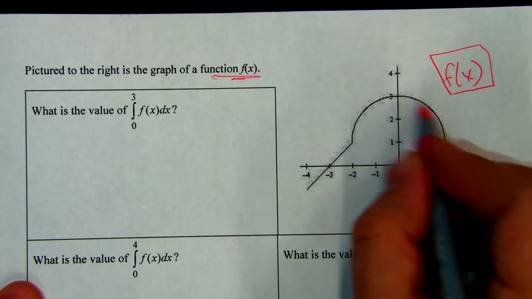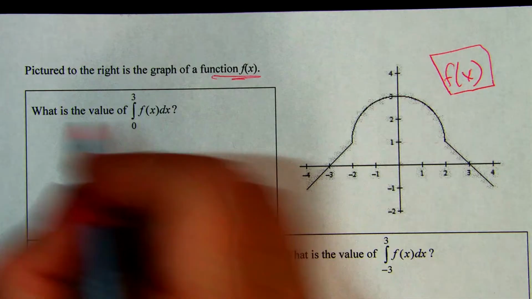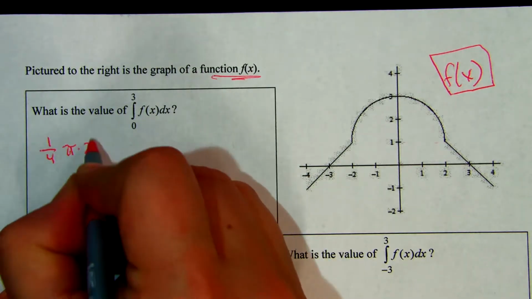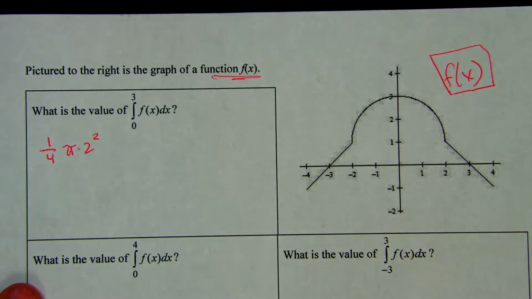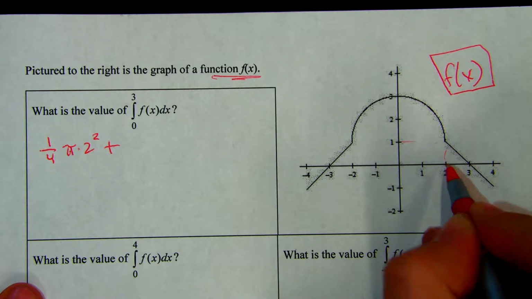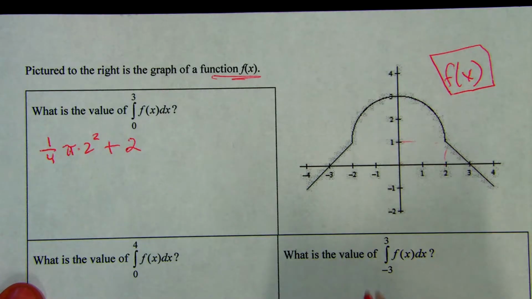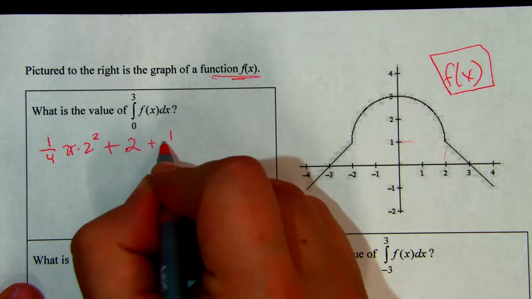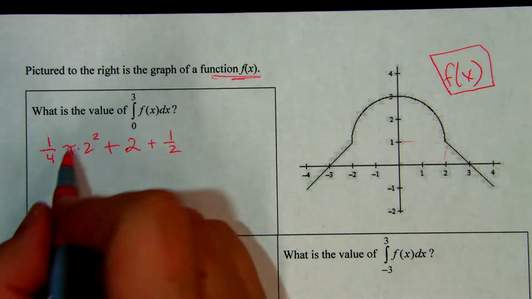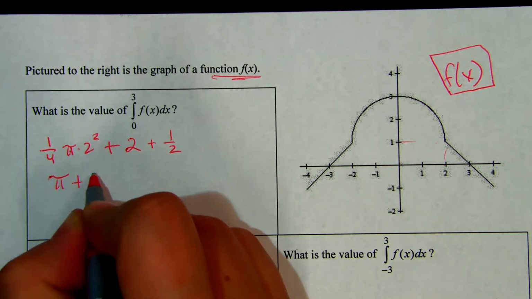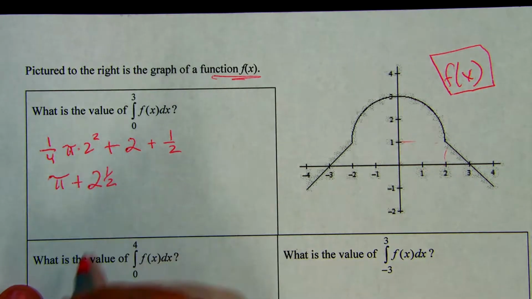I've got a quarter of a circle with a radius of 2. So it's going to be a quarter of a circle, pi times 2 squared, that's the area of the circle. Then I'm going to have a rectangle here. It's a 1 by 2 rectangle, so its area is going to be 2. And then I've got a 1 by 1 triangle, so its area is going to be 1/2. Okay, so 1/4 of 4 is just pi, plus 2.5. And that's the answer.